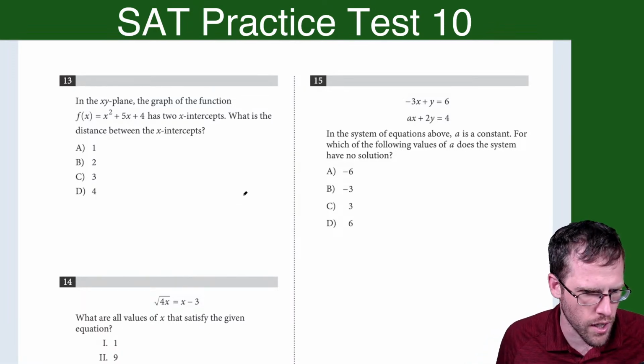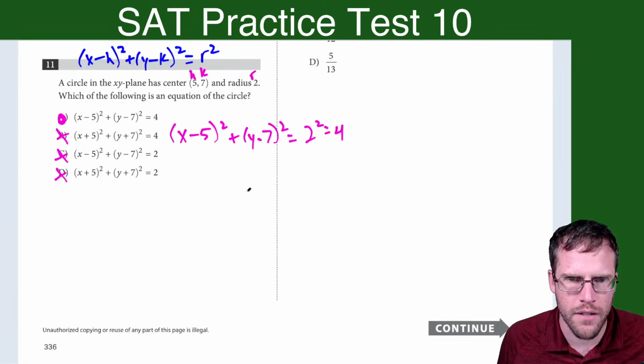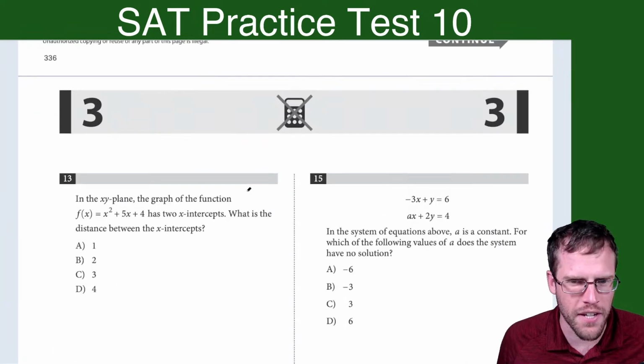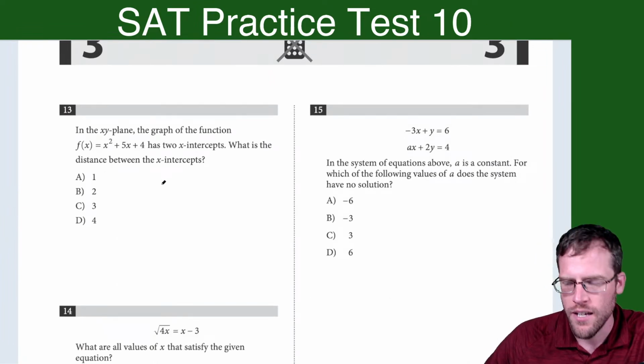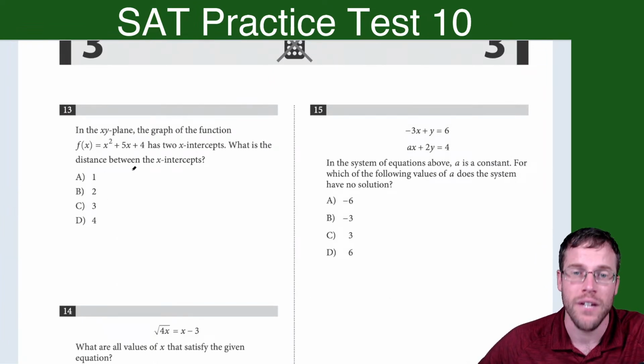Okay, question 13. So, let's see. You got 11 right from a mixture of memory and guessing? Yeah, for sure. Just having that formula ready helps a lot. It's one of those formulas that's very good to have.